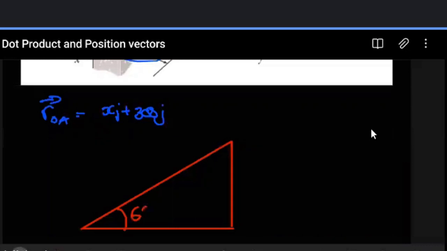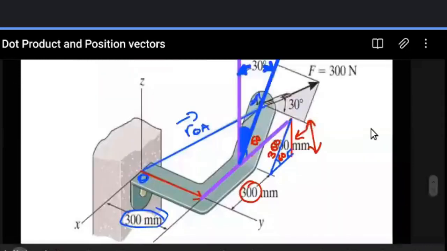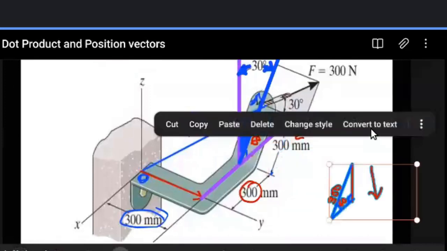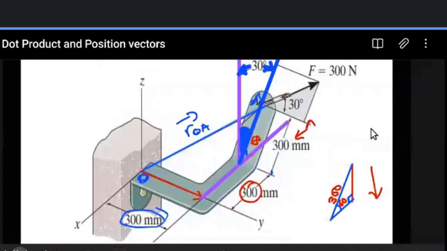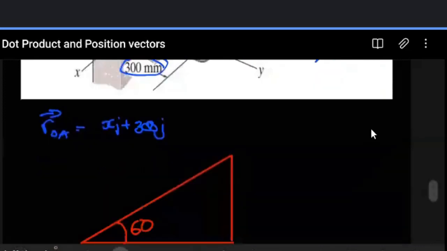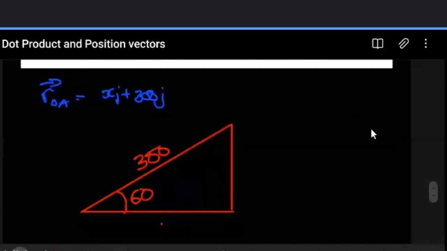Let me pull out this part. You can clearly see that the question gives you the hypotenuse here as 300. If I take it here, you can see that that's my hypotenuse, which is given as 300 millimeters. So with my hypotenuse figured out as 300 from the question, now we can easily get what this piece is and what this piece is.